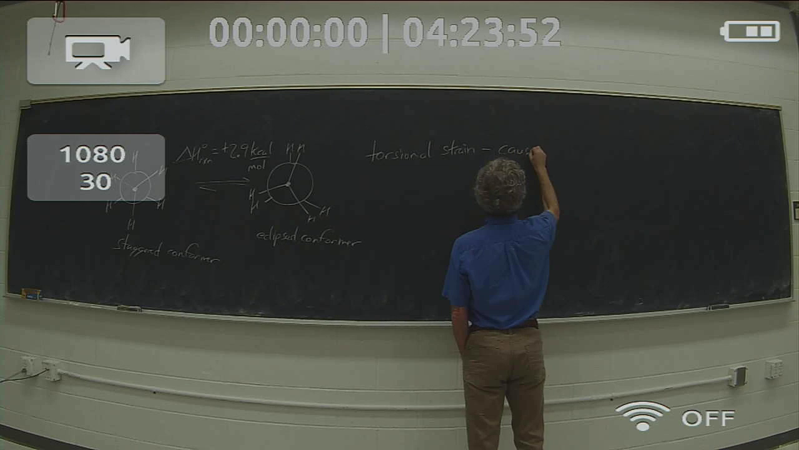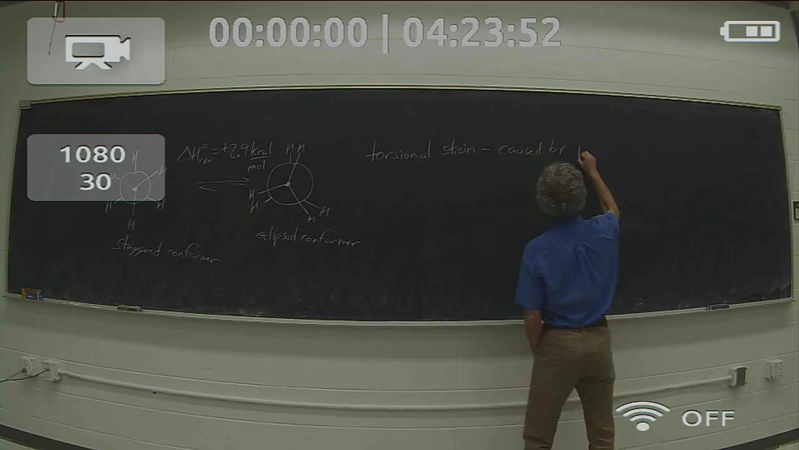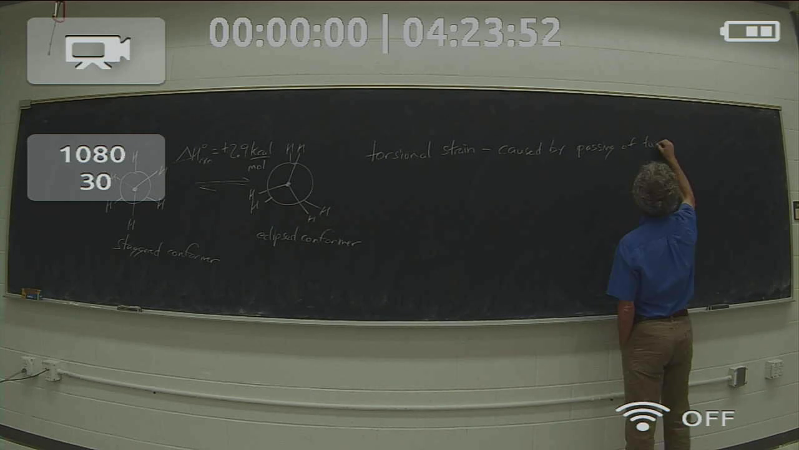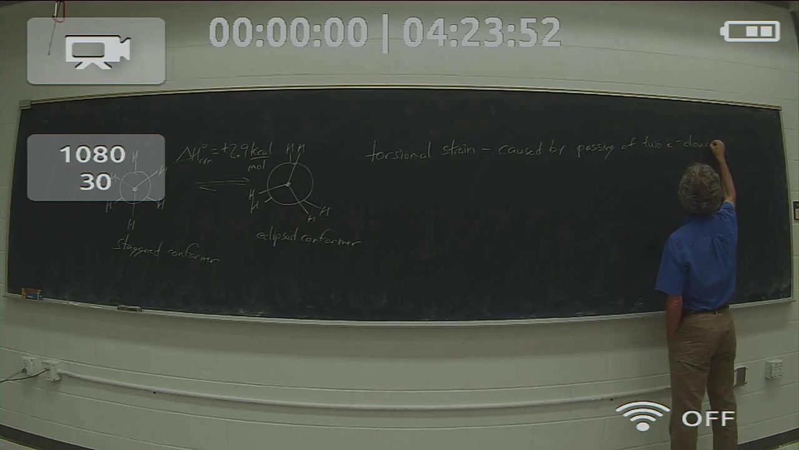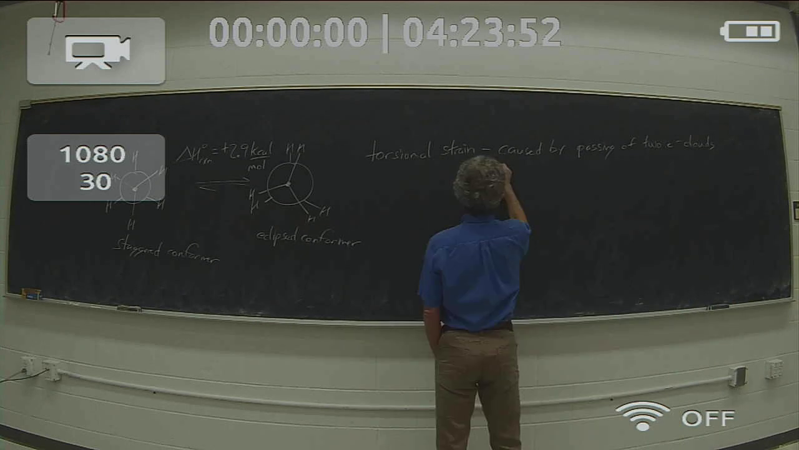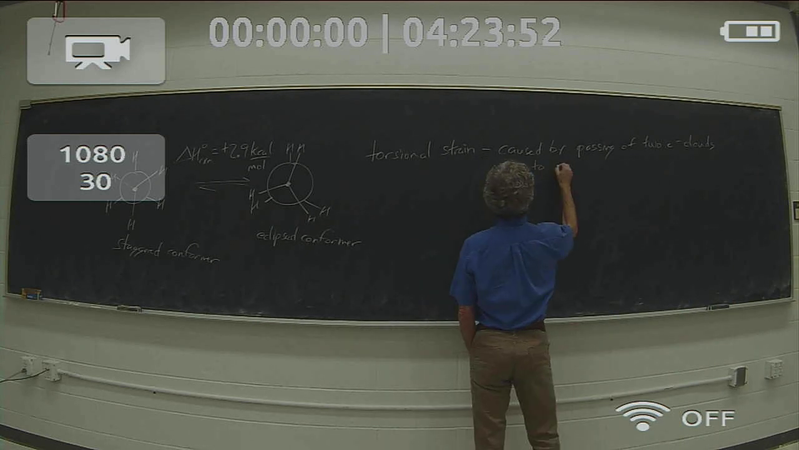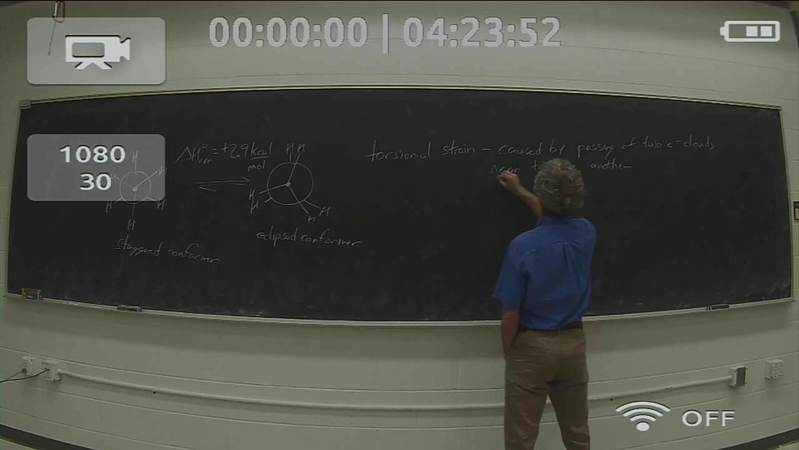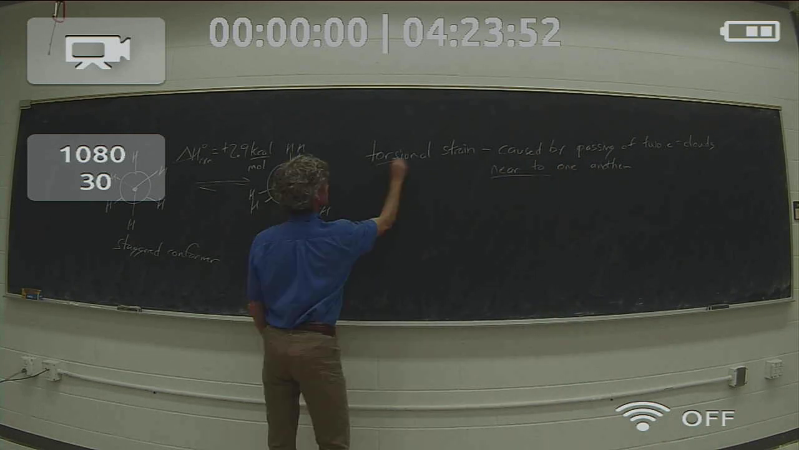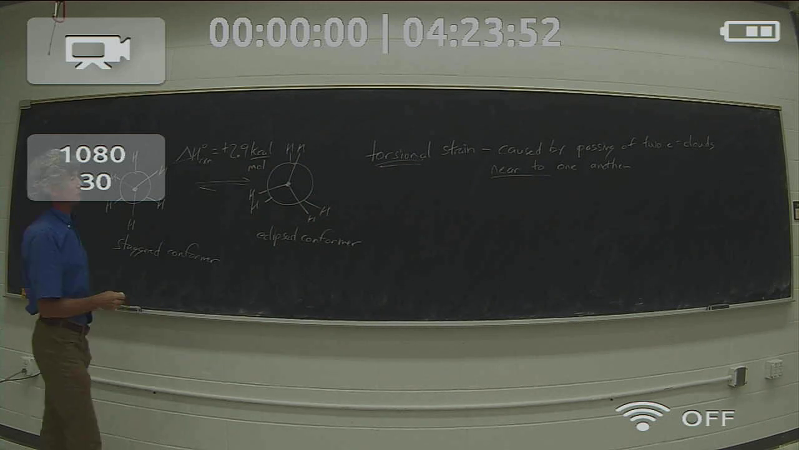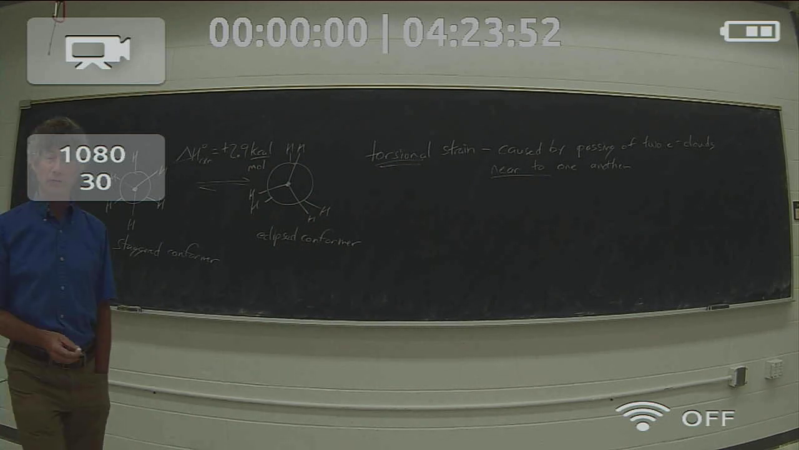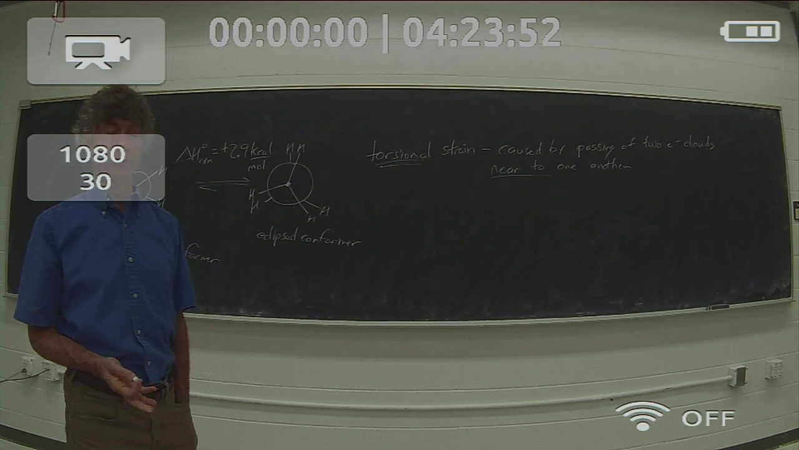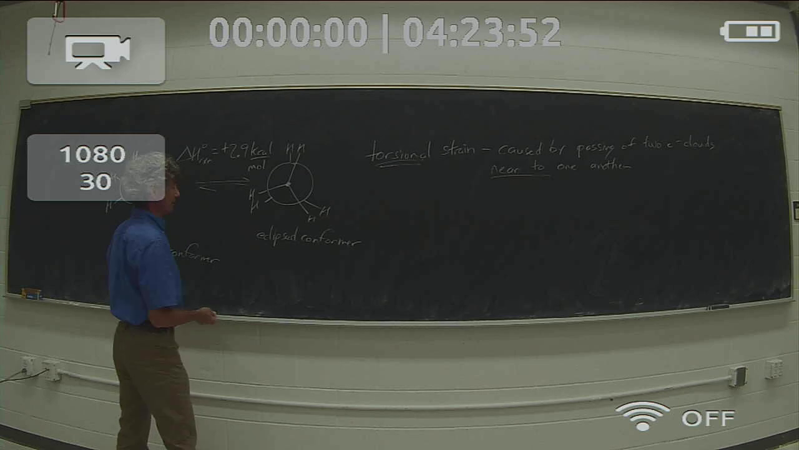It's caused by the passing of two electron clouds near to one another. Anytime you get two electron clouds near to one another, since electrons are negatively charged, they're going to repel each other, and that electron repulsion is resulting in a little bit of strain.